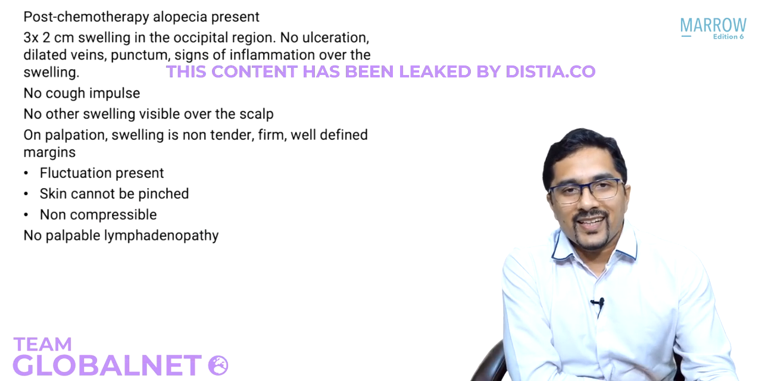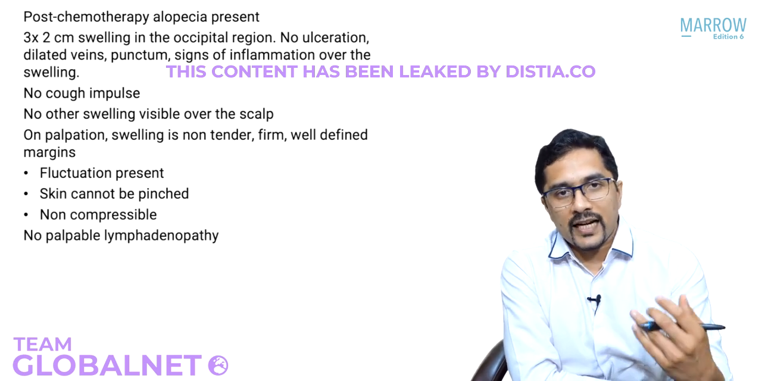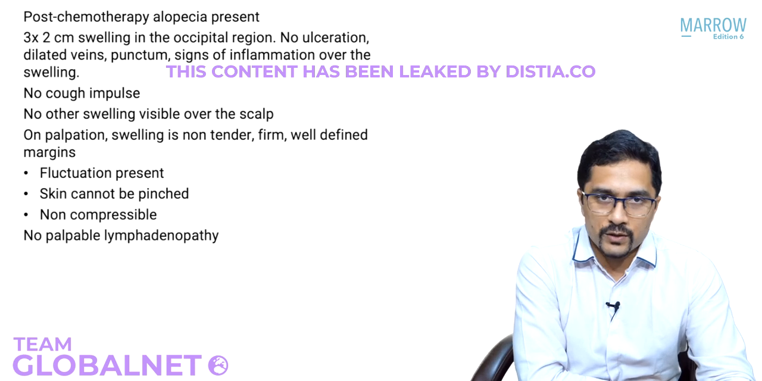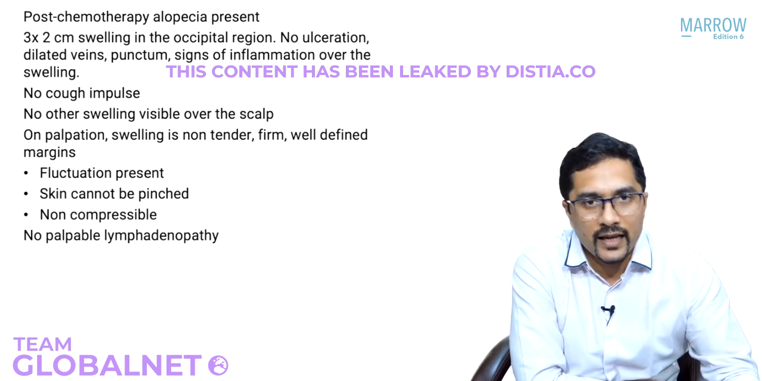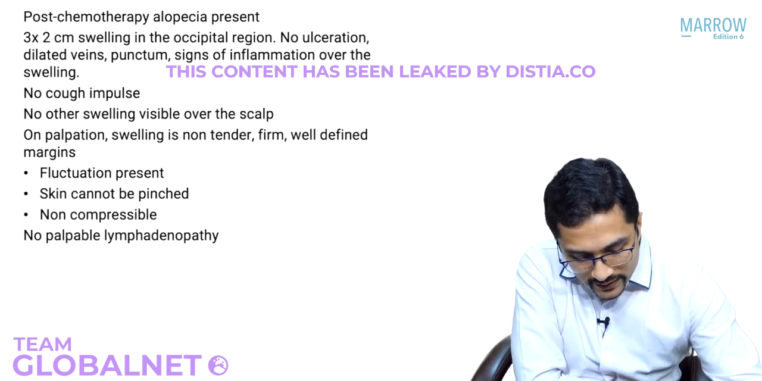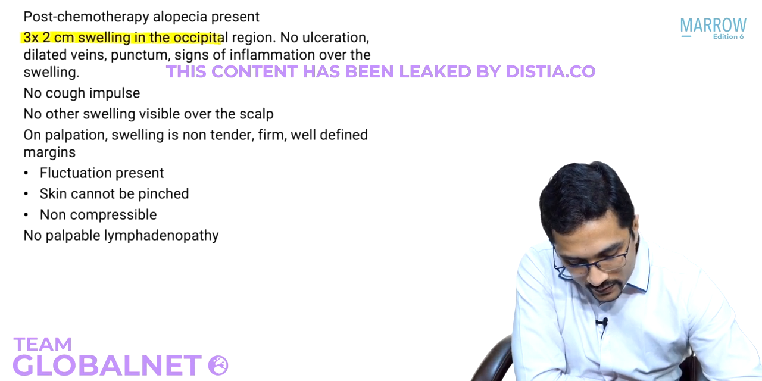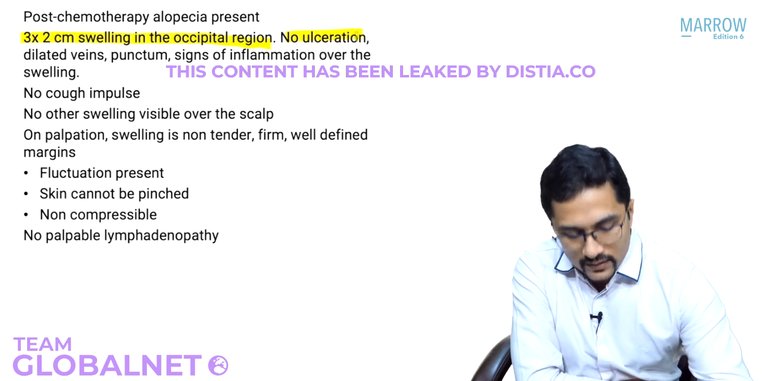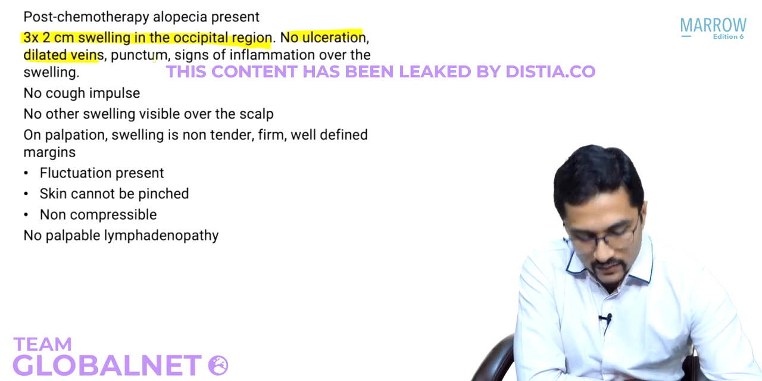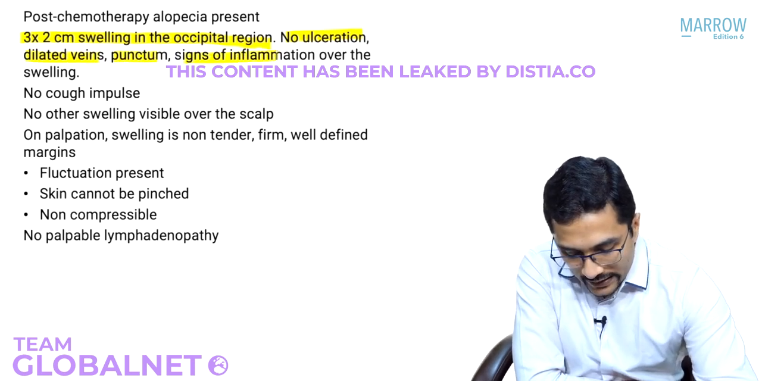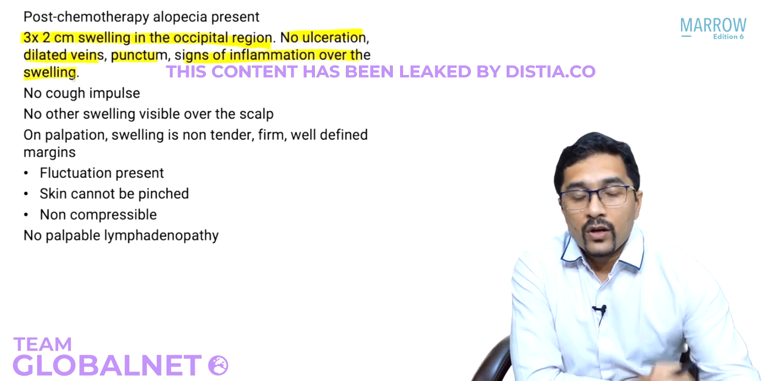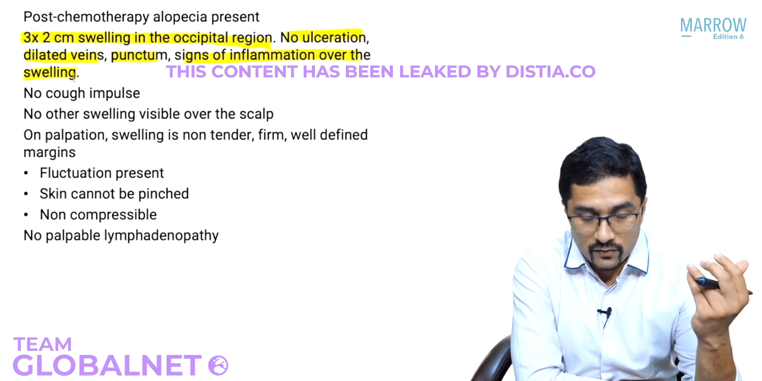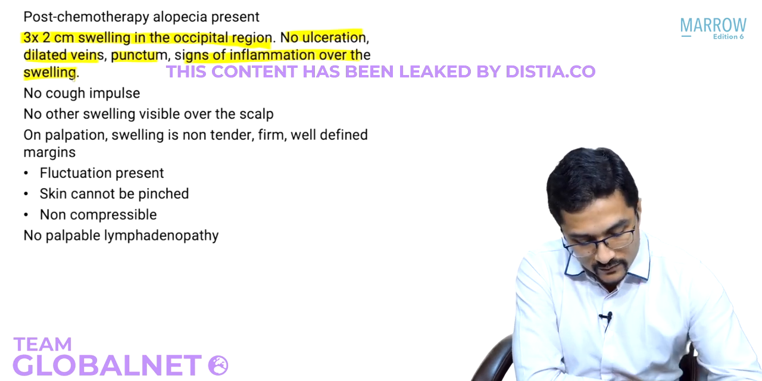So to discuss the clinical findings with you, when you have to describe the case to the examiner, you will say that post-chemotherapy alopecia was present. You could see that there was sparse hair there. And there was a 3 into 2 centimeter swelling in the occipital region. There was no ulceration, dilated veins, punctum, signs of inflammation over the swelling. You could not see a punctum, right? And there were no signs of inflammation over that swelling as well.